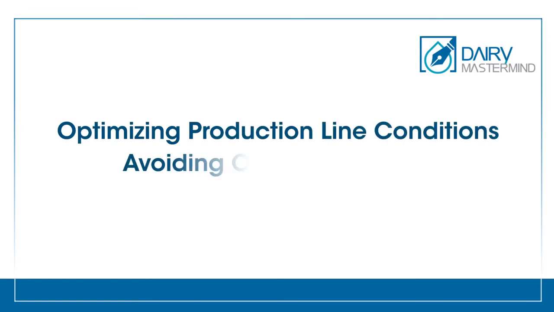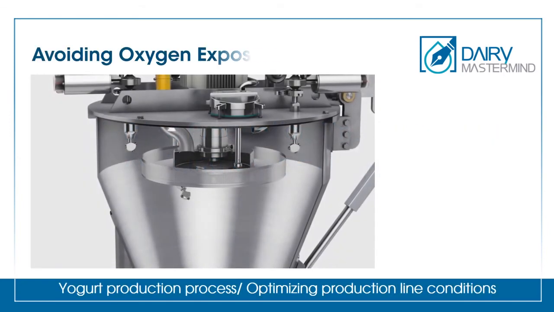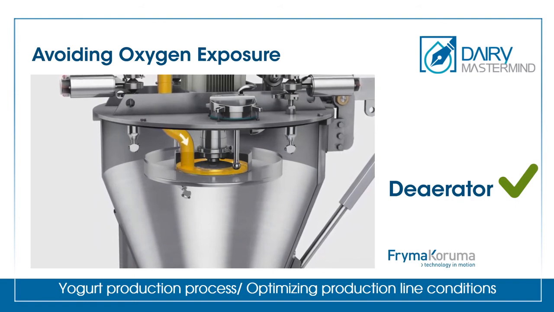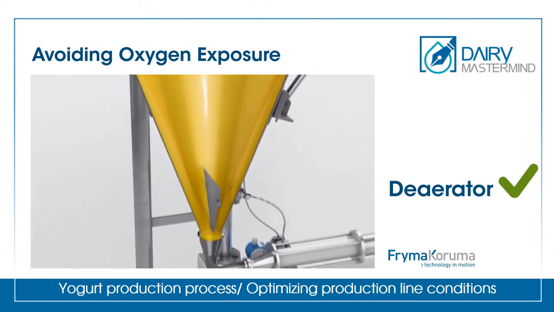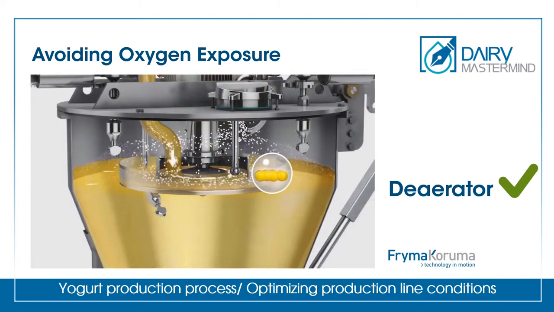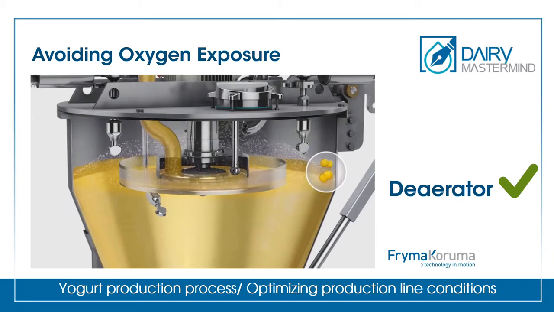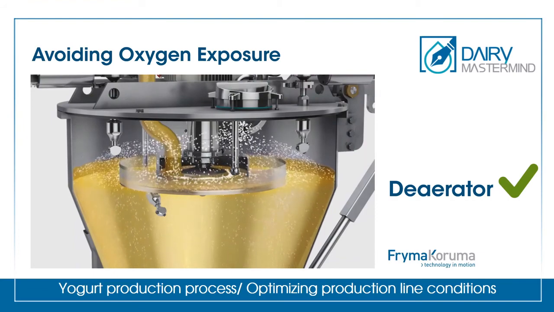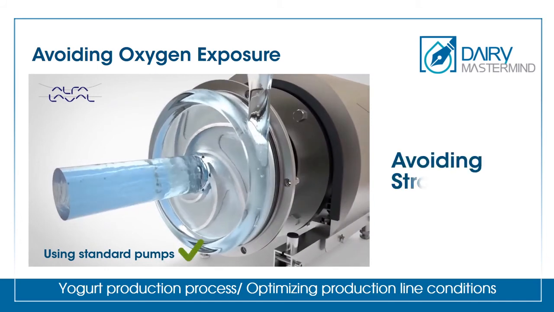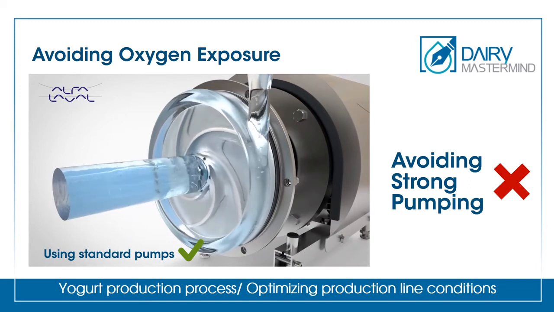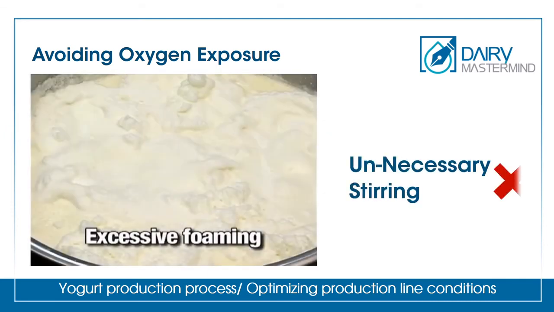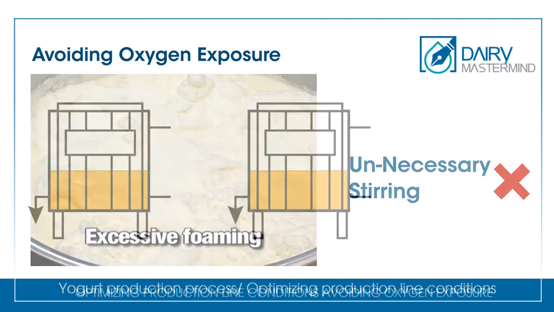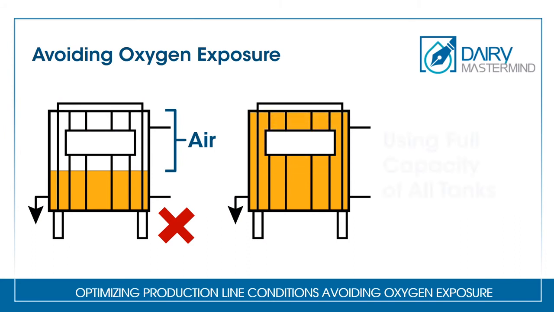Optimizing production line conditions, avoiding oxygen exposure. Due to the sensitivity of TG enzyme to oxygen, it is recommended to use a deaerator in the production line, which reduces the amount of dissolved oxygen, as well as preventing strong pumping, which can make foam in the milk. It is also recommended to avoid unnecessary stirring, which increases the amount of dissolved oxygen and makes foam. For the same reason, we should try to use the full capacity of all tanks and not leave part of them free.